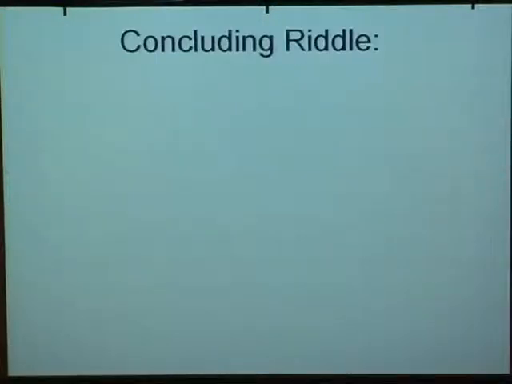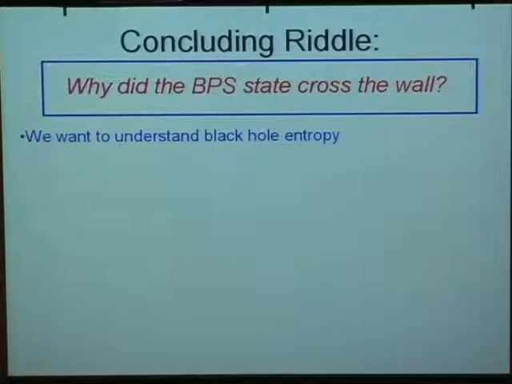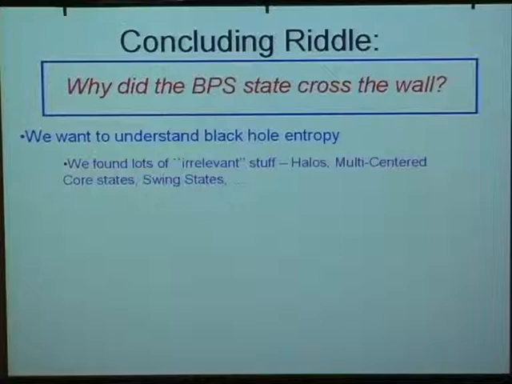Let me conclude with a riddle. The riddle is, why did the BPS state cross the wall? Okay? You see, we want to understand black hole entropy. But we found lots of irrelevant stuff. Multi-centered states, core states, halos, some other things I didn't talk about called swing states.